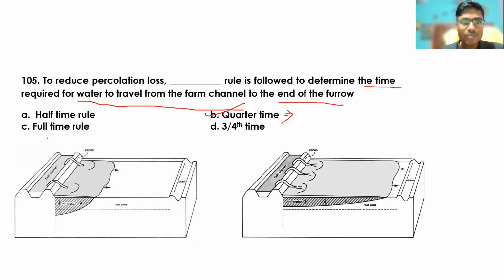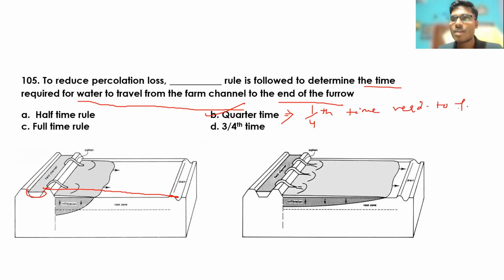the furrow. So here we can see this is the farm channel, this is the end of the furrow. So the time required for water to move from the farm channel to the end of the furrow. So to complete this path, the time requirement is 1/4 of the time required to fill the plant root zone.